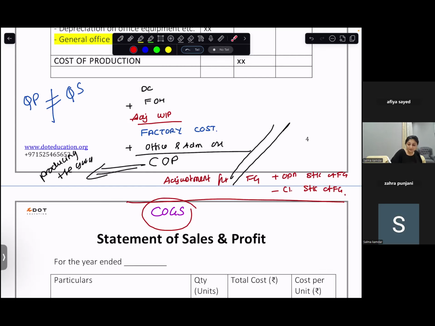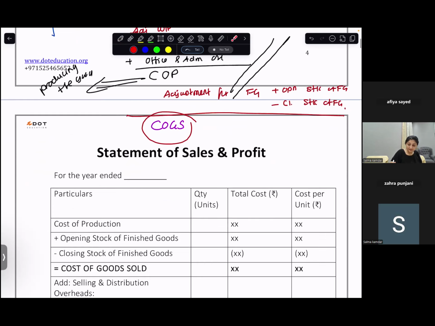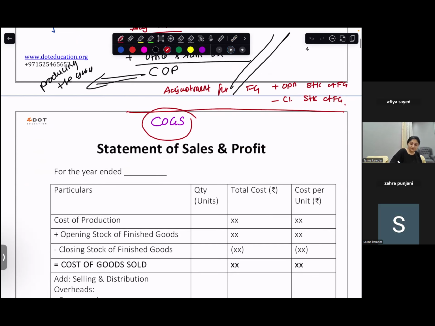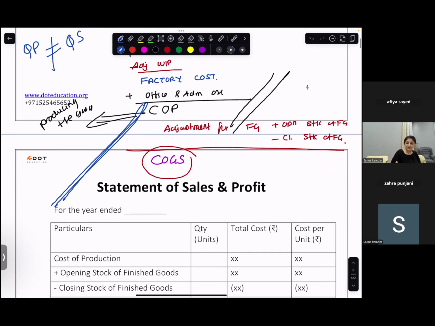So this is all one, but the statement of sales and profit is separate. The statement of sales and profit starts from here. But it's a continuation of the cost sheet, no? Yeah, but you will have to give it a different heading, which is called the statement of sales and profit. The cost sheet will end at COGS.